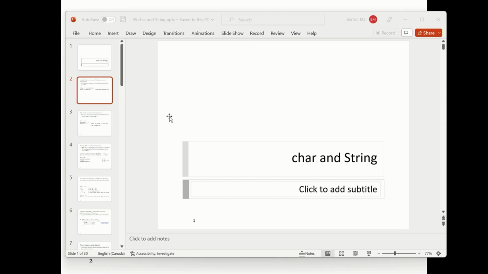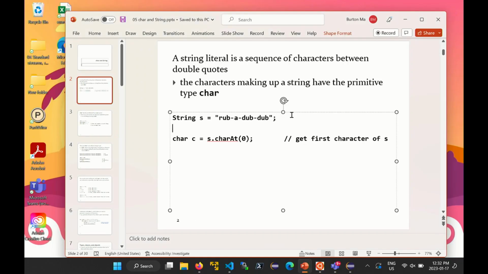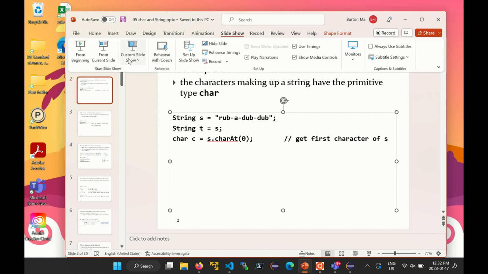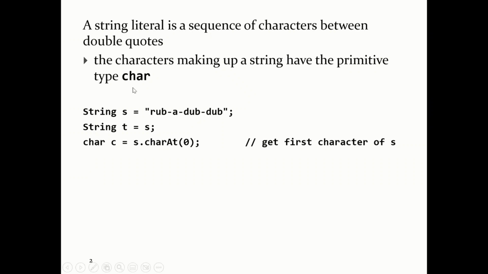Right? Let me just make a quick edit to this slide. Do the following: string t equals s. I'll explain what that does in just a second. All right, so we have one string object. Its value is rub-a-dub-dub. So s is a reference to that string object. If you write t equals s, then what that does in Java is it says that t refers to the same string that s does. So t is also the string rub-a-dub-dub.